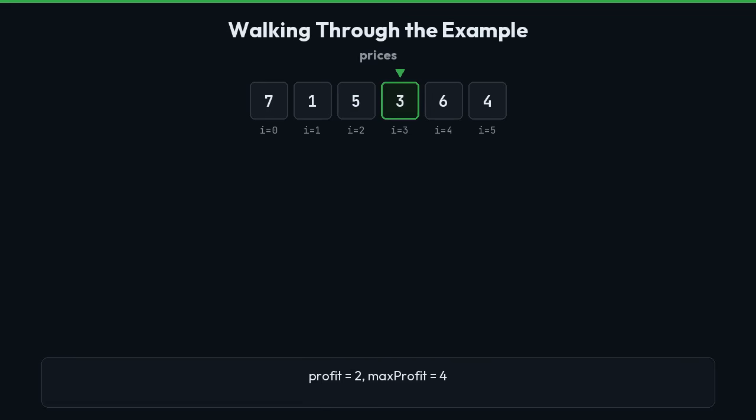At index 3, price is 3. Selling here yields 2, which is less than 4, so profit stays 4. At index 4, price is 6. Selling here yields 5, updating our max profit to 5. Finally, at index 5, price is 4. Selling here yields 3, leaving the max profit at 5.